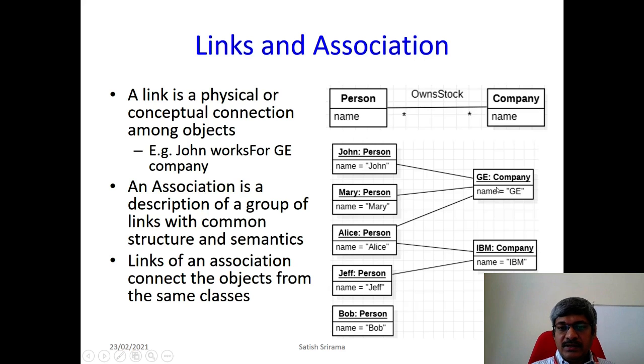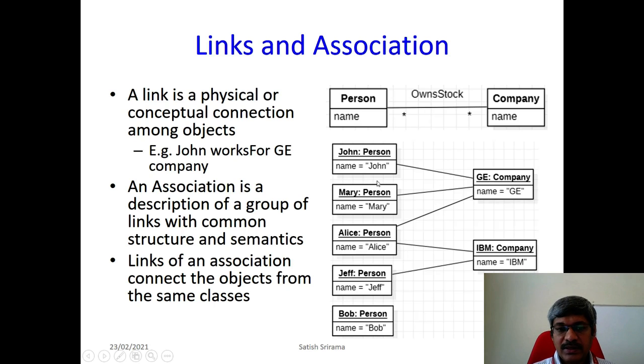Similarly, a link can also be, for example, that John owns stock of the GE company. That's a link. An association is a description of a group of links with common structure and semantics. So say these are different objects from the person class, and these are different objects from the company class, and you have multiple links. An association basically describes these links completely.